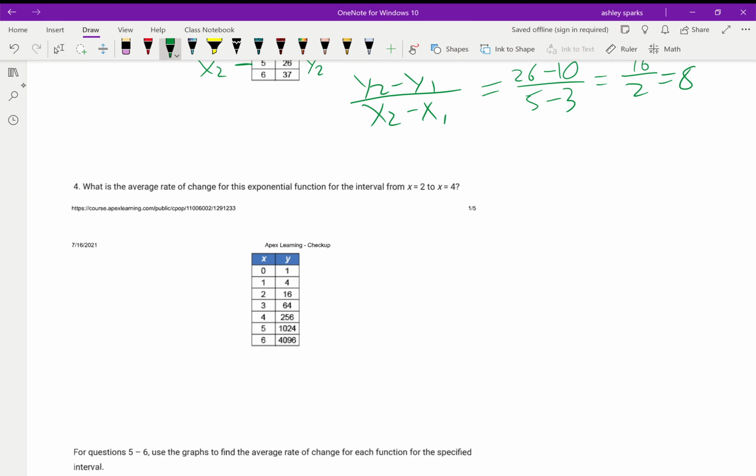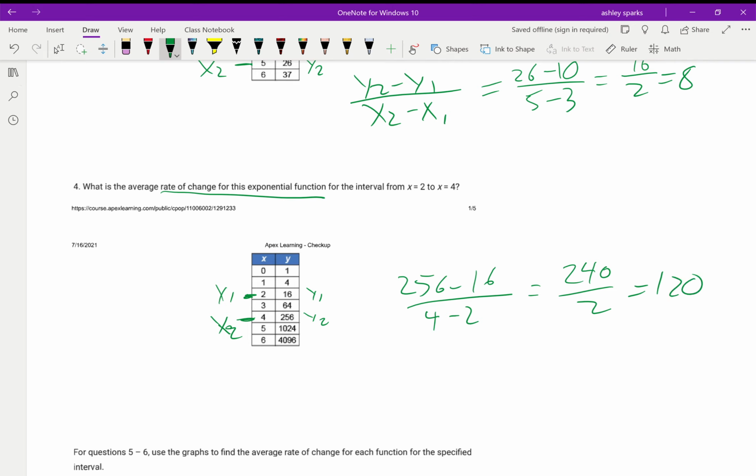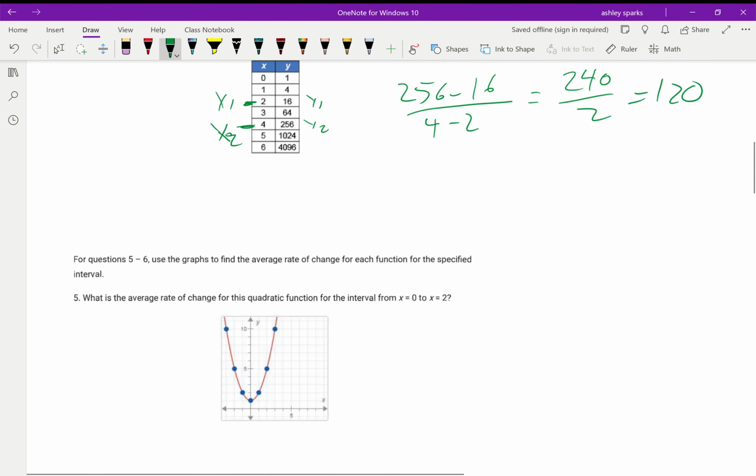And this is another one. We want to find the rate of change for an exponential function. Guess what? You look for the numbers they ask for. So x2 and x4, and we're going to plug them in. y2, y1, x1, x2. 256 minus 16, so we have quite a big number up top. 4 minus 2, we get 240/2, which is 120. So you can have big numbers here and exponential growth. We're going to expect a really quick rate of change.